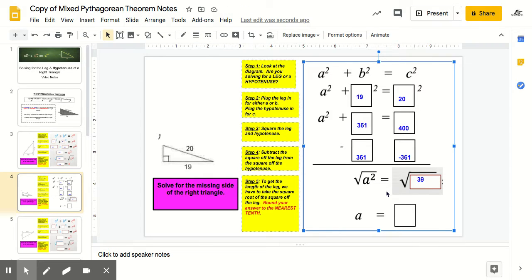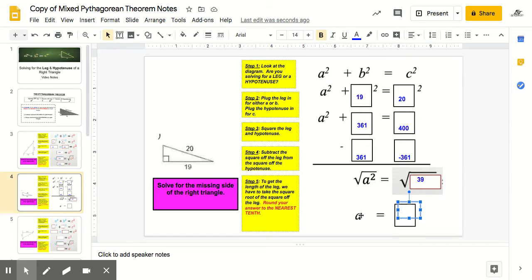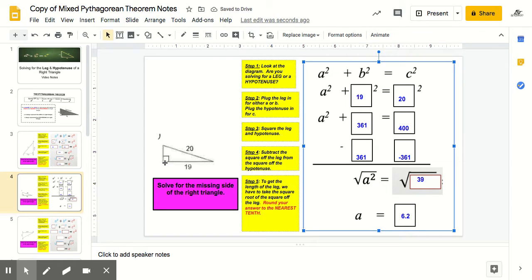I have to take the square root of both sides of the equation. The square root of a squared is simply a, and the square root of 39 is not a perfect square, so yet again, we're going to get a decimal that we have to round to the nearest tenth. The square root of 39 rounded to the nearest tenth is 6.2. So the length of this leg of the triangle is equal to 6.2.